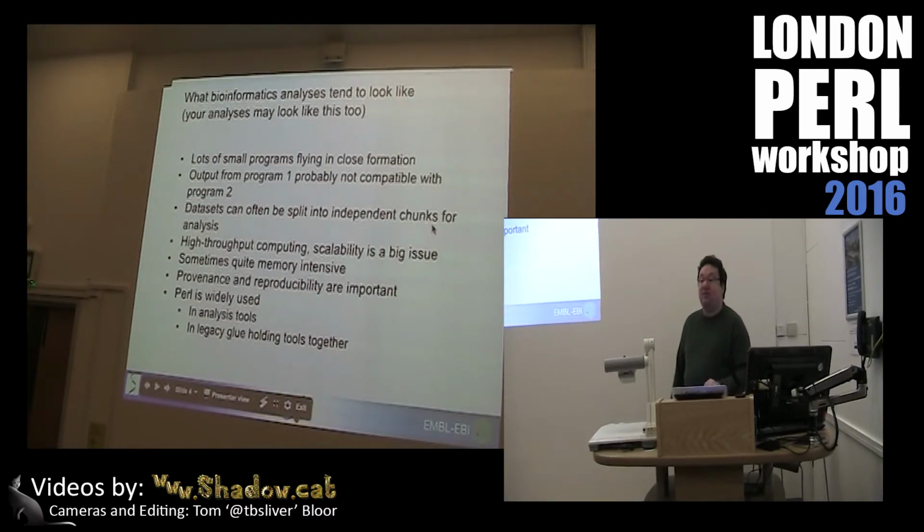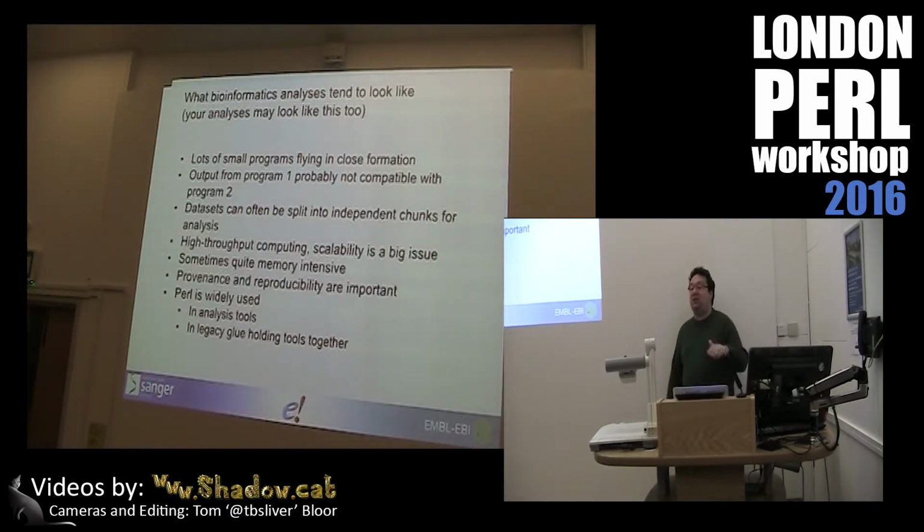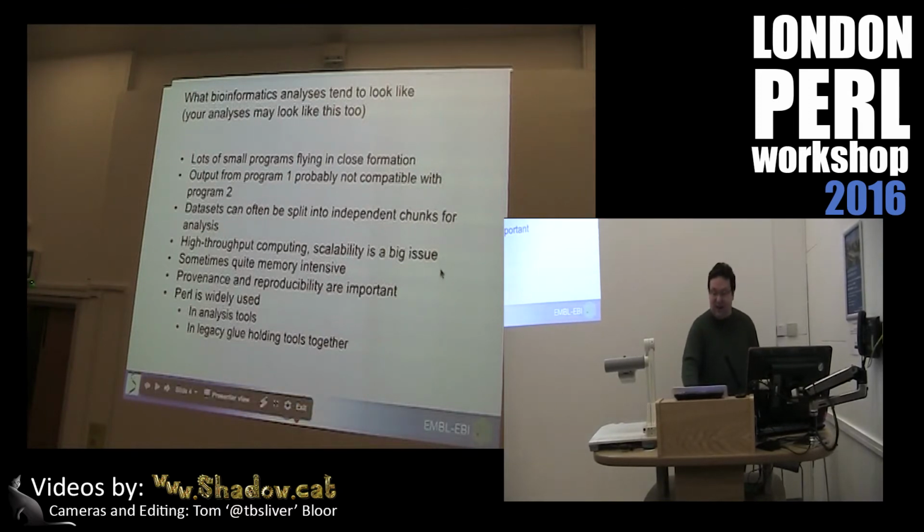Our data, fortunately, is pretty easy to parallelize in the sense that we can often chunk up our data in small chunks for parallel analysis. As for the programs themselves, there are some tasks that can be run by MPI, but a lot of other tasks, the software has never been optimized, or it's not amenable to an MPI type of solution. Scalability is a big issue for us, as you saw in the previous slide. One of the big challenges we come across is that a lot of these analyses are memory intensive.